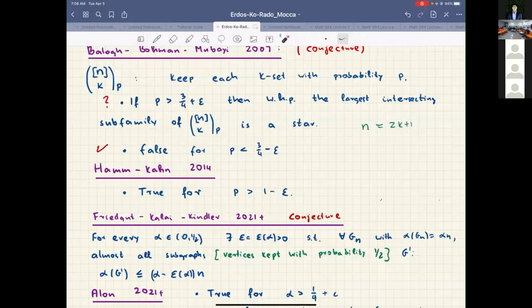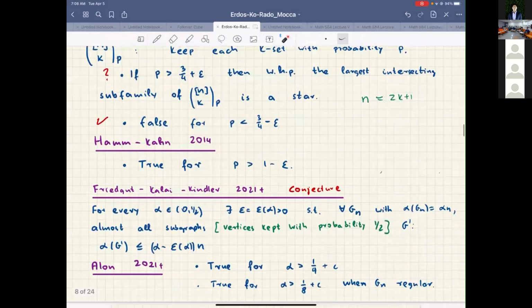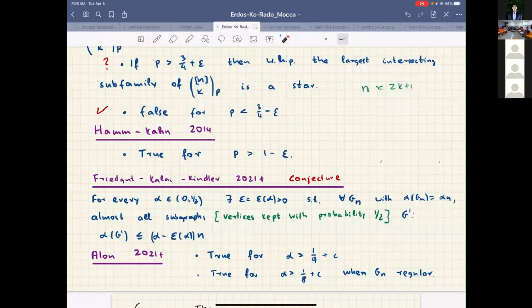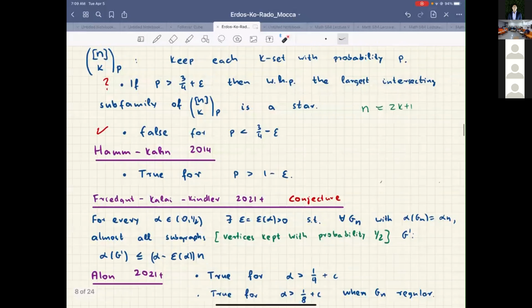Here again we expect that there is a change in behavior at p equal to 3/4, and actually for the same reasons. And here Hamm and Kang prove the same thing when p is at least 1 minus epsilon, and their proof is using heavily ideas similar to Sapozhenko's graph container method.